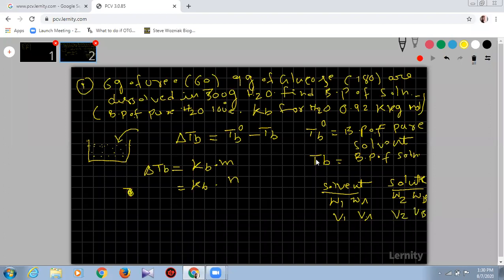Here also I apply the same notation. What is molality? Number of moles of solute dissolved per 1 kg of solvent, that is W1 in terms of kg. So that equals Kb into number of moles of solute, which is W2 by gram molecular weight, into 1000 by W1 in terms of grams. So this is the delta TB formula.